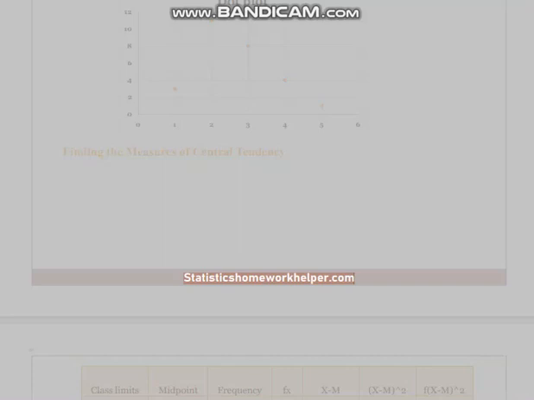Class limits, midpoint, frequency, f times x_m, x_m minus the mean squared, f times (x_m minus the mean) squared. 100 to 112: 1063, 318, 20.7037, 428.6433, 1285.93. 113 to 125: 119, 11, 1309, 7.703, 59.34705, 652.8176.